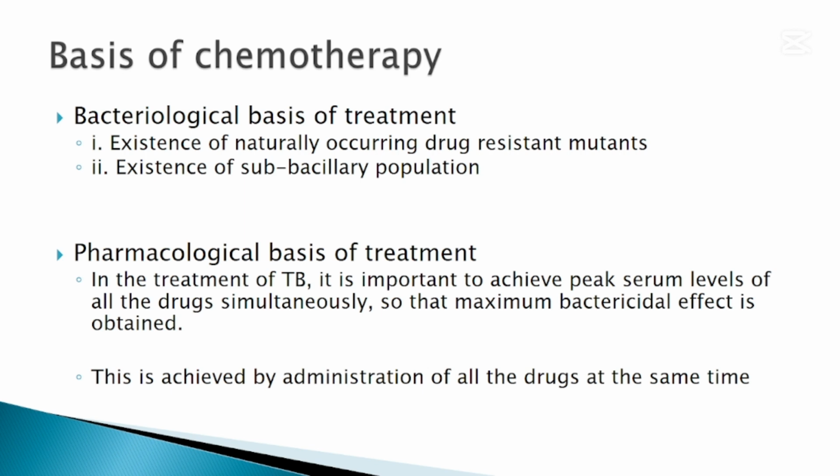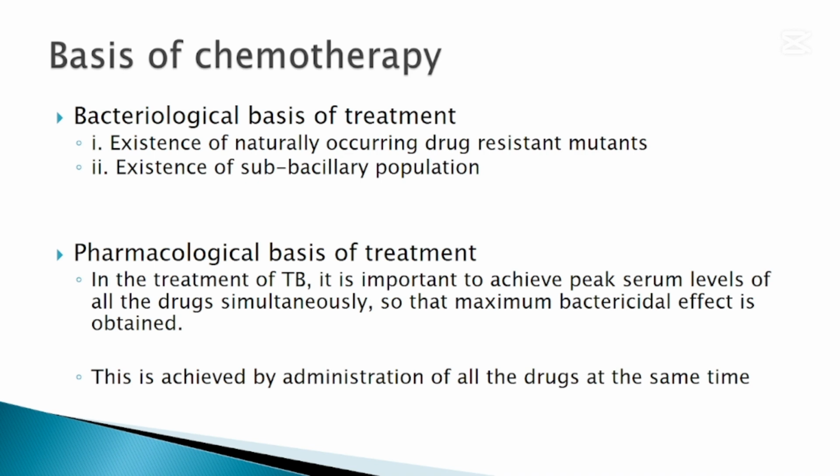So what is the rationale behind chemotherapy? There are certain important things to know. From a bacteriological perspective, there are two important facts which affect anti-TB treatment. The first thing is the existence of naturally occurring drug-resistant mutants. So this challenges the anti-TB treatment. In a TB bacilli population, there are naturally occurring resistant mutants.